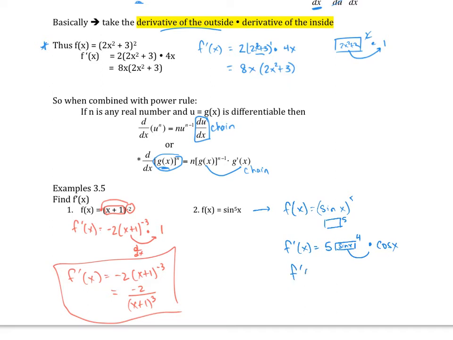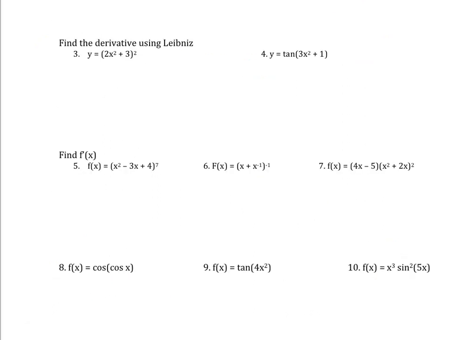So over here, I end up with 5 sine to the fourth x, like that, cosine x. So all these are multiplied by in between. You don't have to put the multiplication symbol, but you can. And that's your final solution there. All right, let's take a look at the next set of examples we have.